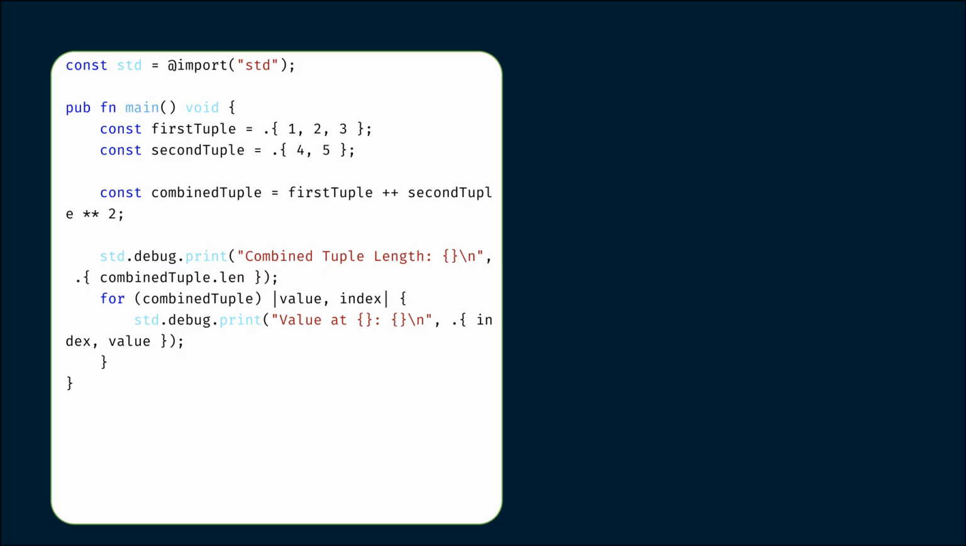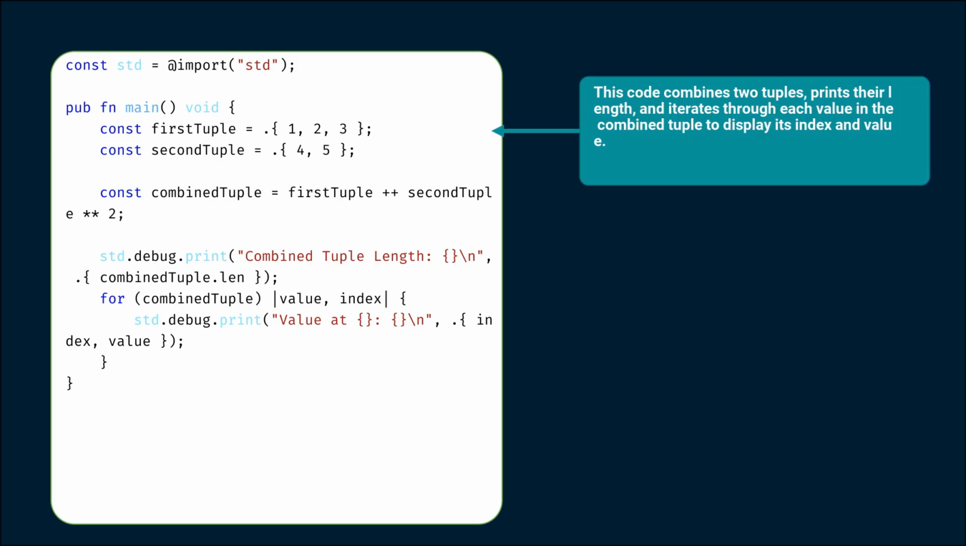Now let's see how we can implement the ability to concatenate tuples and work with duplicates using the ++ and asterisk operators. In this example, we start by defining 2 tuples. First tuple contains the integers 1, 2, and 3, and second tuple consists of 4 and 5. By utilizing the ++ operator, we create a new tuple called combine tuple that merges the elements of both first tuple and second tuple. Furthermore, the asterisk operator allows us to duplicate the elements of second tuple, effectively repeating it twice within our new tuple.